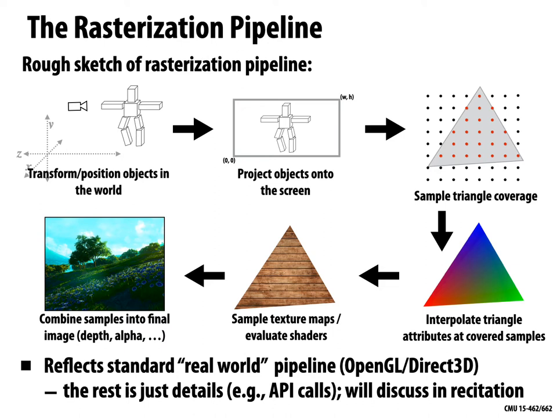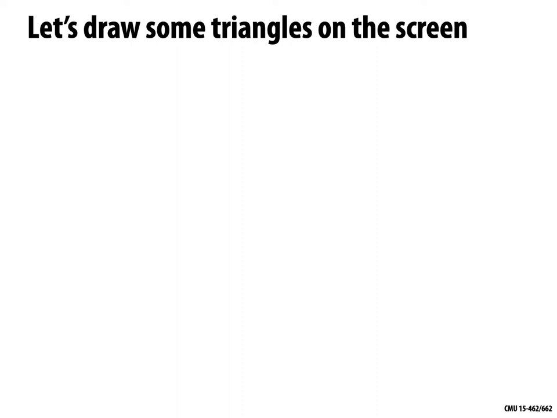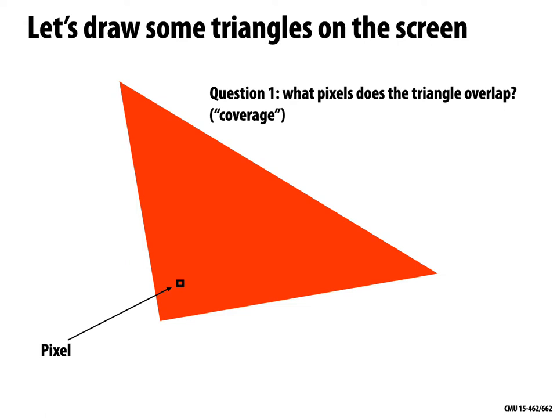Okay, so let's go ahead and try to draw some triangles on the screen. And to do this, we have to answer a couple questions. One is, for a given triangle, for this red triangle here, what pixels does the triangle overlap? Right? That's the basic question of rasterization, the question of coverage.